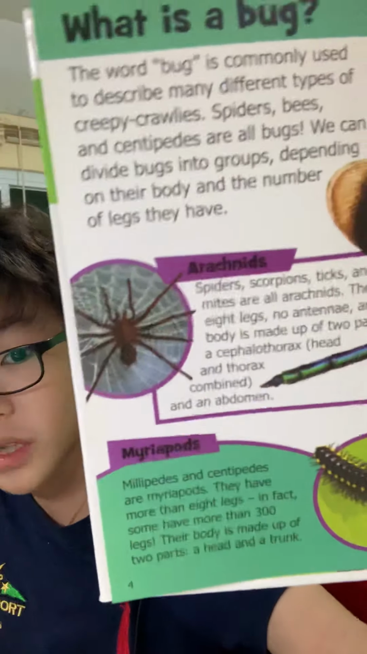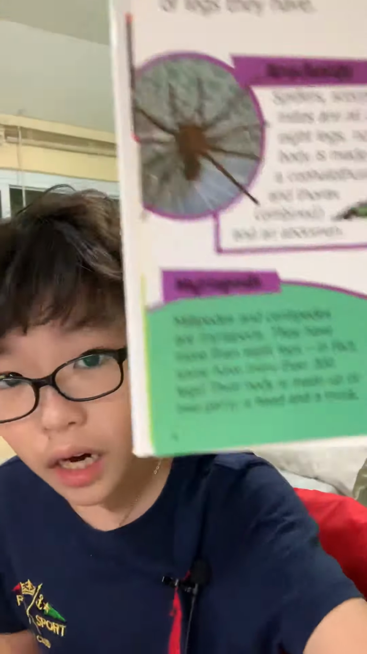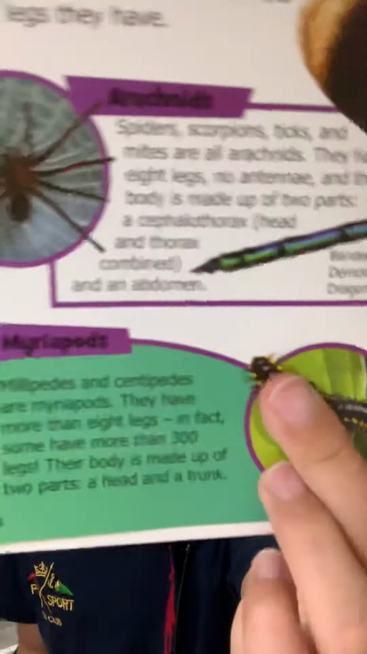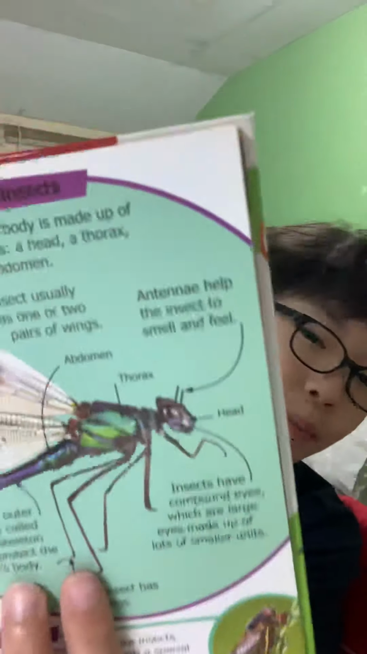These are some of them. Arachnids, they have 8 legs. Myriapods, they have many legs, sometimes uncountable. And also insects, one of the most common of them all.